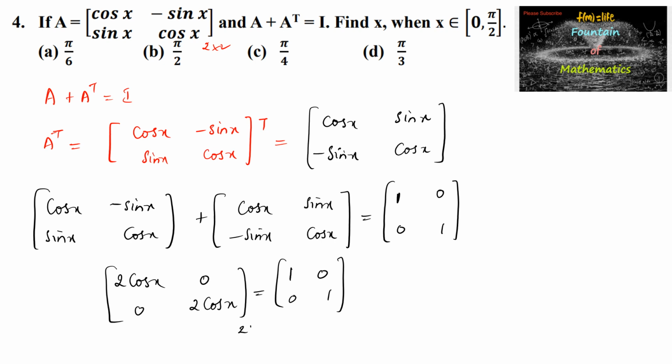When two matrices are of the same order, then their corresponding elements can be equated if they are equal. So we can consider here 2 cos x is equal to 1, that is cos x is equal to 1 by 2. When cos x is equal to 1 by 2, we can write x is equal to pi by 3, cos 60 degrees, since x belongs to 0 to pi by 2. So we can consider x is equal to pi by 3, which is option D.